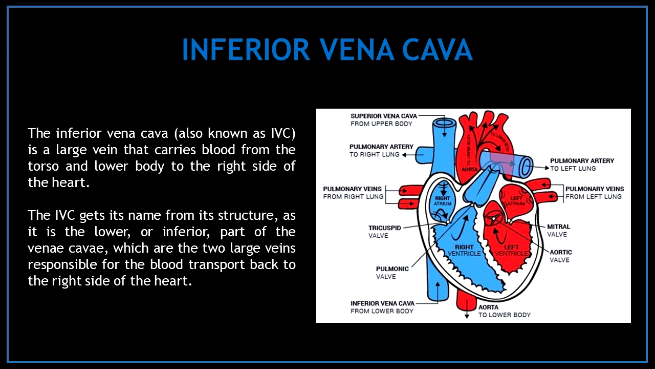The inferior vena cava, also known as IVC, is a large vein that carries blood from the torso and lower body to the right side of the heart. The IVC gets its name from its structure, as it is the lower or inferior part of the vena cava, which are the two large veins responsible for the blood transport back to the right side of the heart.